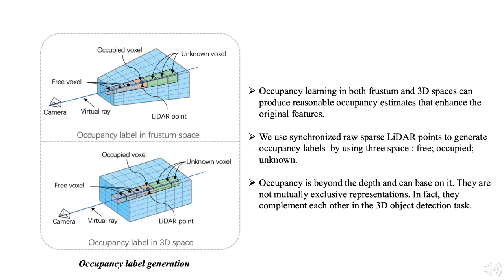We use synchronized raw sparse LiDAR points to generate occupancy labels by using three states: free, occupied, and unknown.